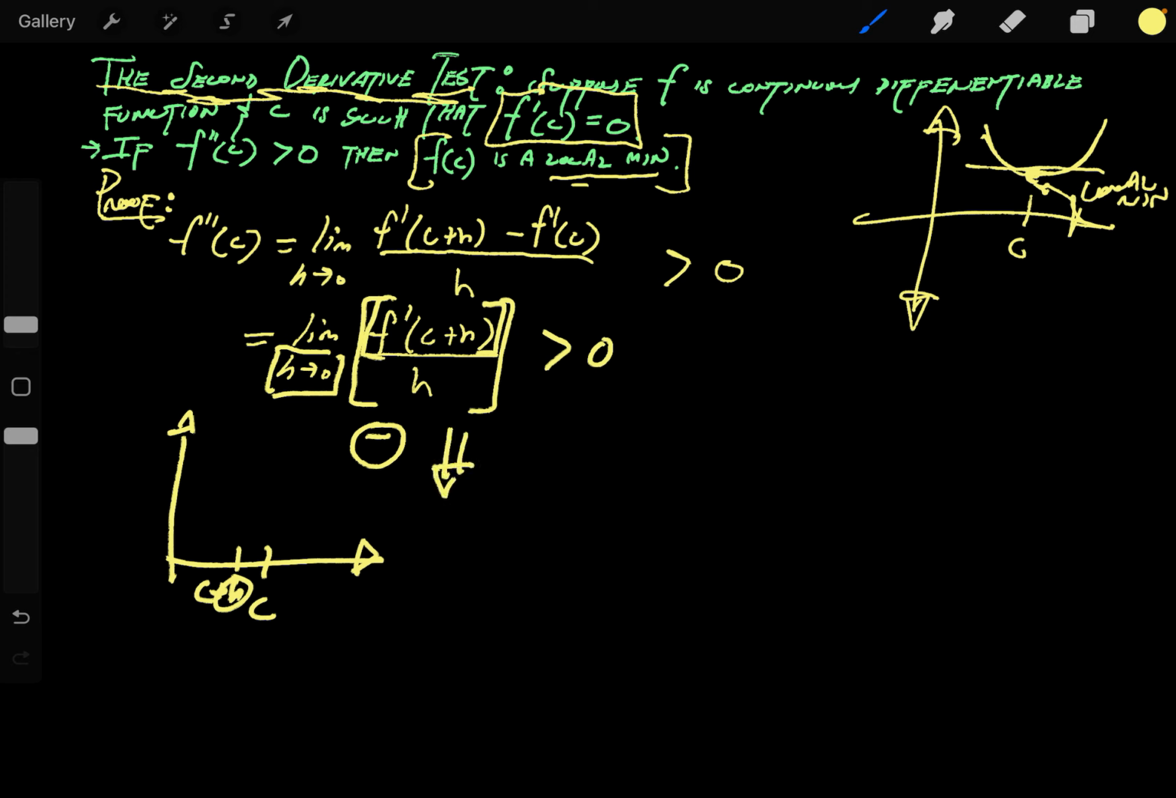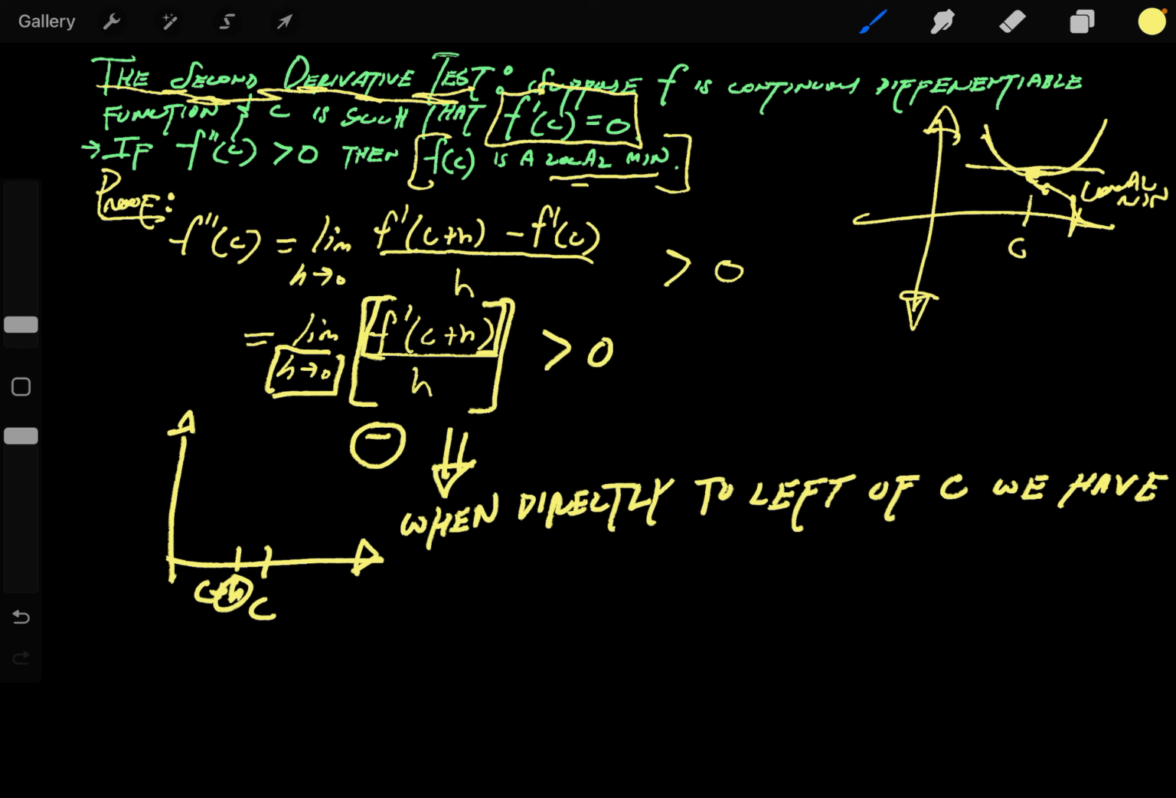This implies that when just directly to the left of c, we have f prime. Oh, I said f prime positive? No, f prime negative. Okay? And that means that f is decreasing by the first derivative test on the left of c.